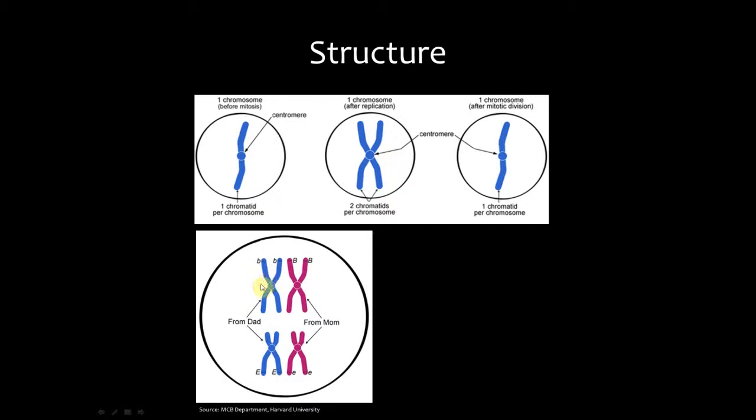All right, and then on each chromatid, if there's an allele of a gene, then it's going to be the same on both sister chromatids. So if this chromosome carries the B gene, both sister chromatids will have the little b allele of the B gene.